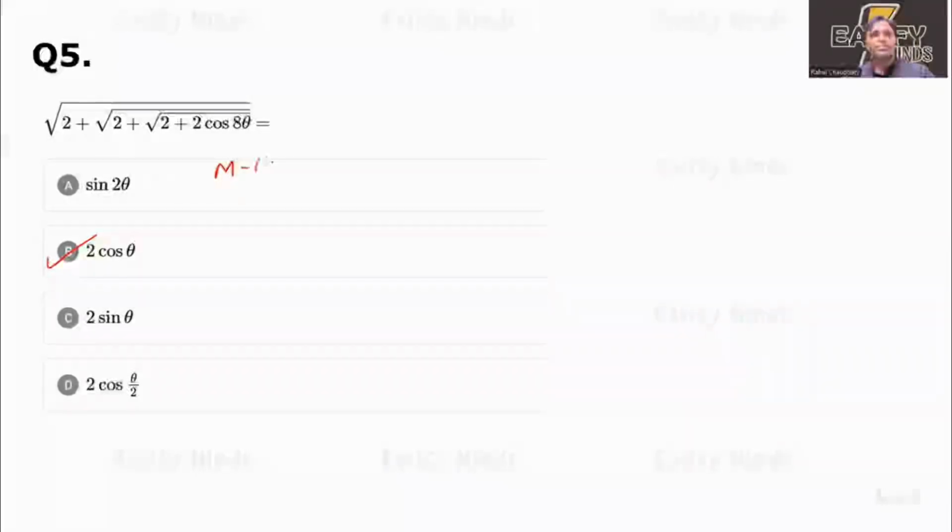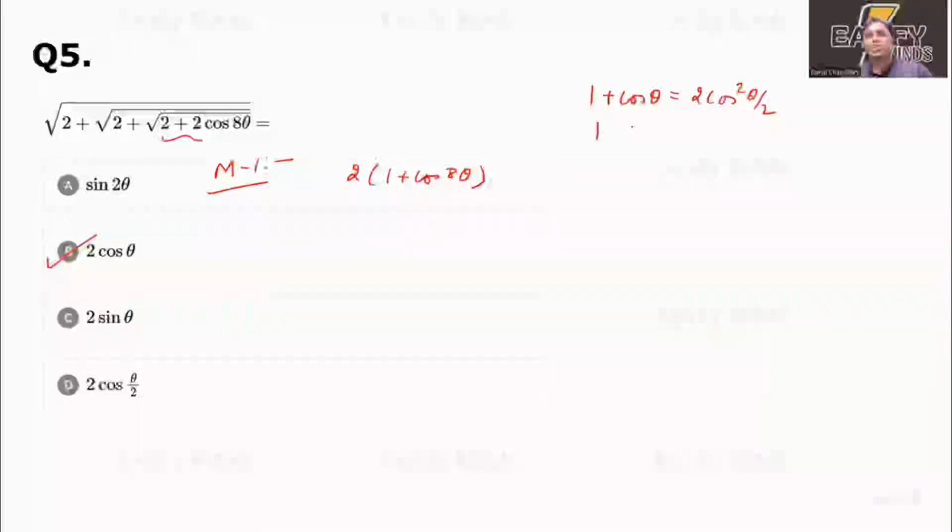Method 1 will solve this problem. I will take 2 common: 1 plus cos 8 theta. Now we know that 1 plus cos theta is 2 cos square theta by 2, and 1 minus cos theta is 2 sin square theta by 2. These are very important identities. You have to remember.